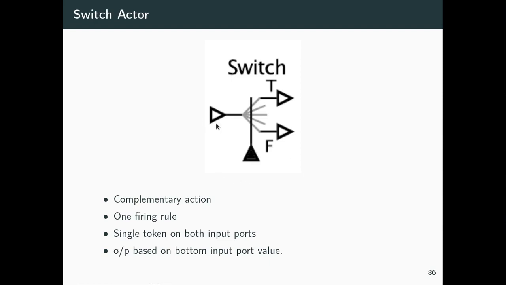If you provide an input value at the left input port, and if you provide a Boolean value at the bottom port, you get an output on output port 1 or output port 2, depending on the values you have provided at the input port and the bottom input port. So basically, this is a selector for the output. This is a switch actor.